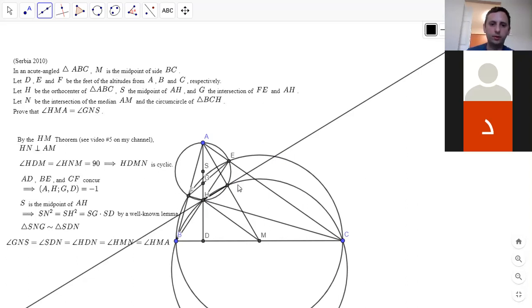But that just intersects. We want to let this circle intersect HM. HM. Okay. So HM intersects it at a point, and then what we just need to prove is that NG and I are collinear. Then by angle chase, we will get a result.